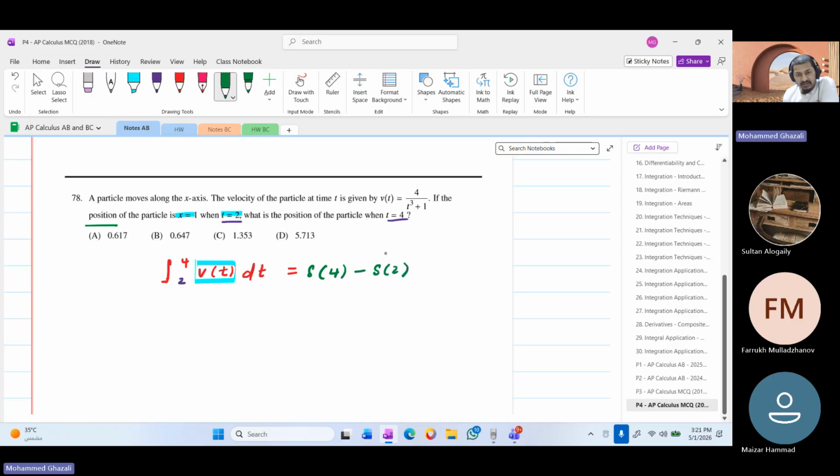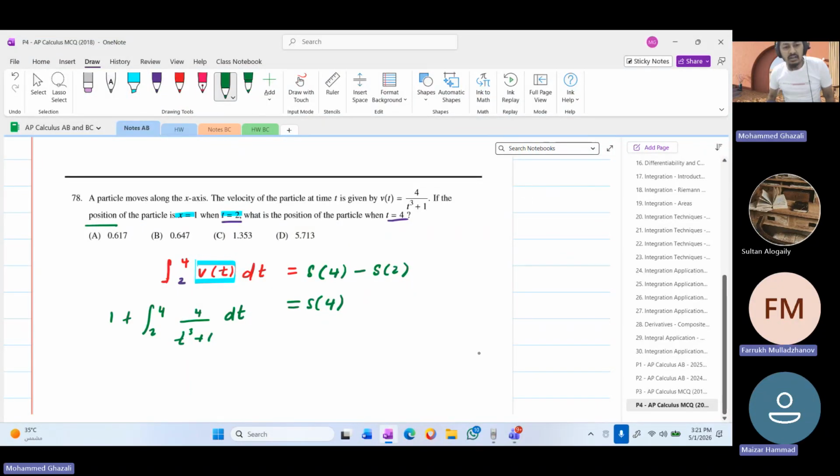What do we need to find? We need to find s of 4. What's s of 2? It's 1, basically. So we add 1 on that side. So it's 1 plus the integral from 2 to 4 of v of t, which is 4 over t cubed plus 1, dt. Someone do this on the calculator and give me the answer.